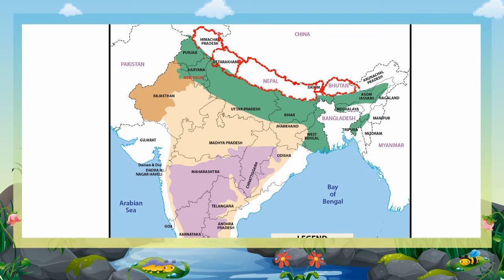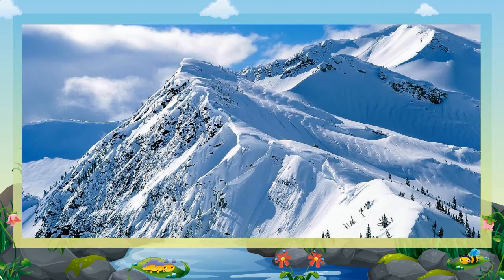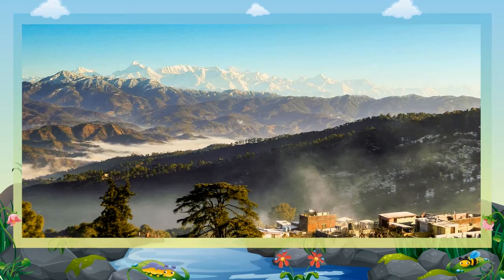In the north of the map, you will see a color which extends from west to east. This color represents the highlands. These highlands are called mountains. The name of these mountains is the Himalayas. The word Himalaya means the abode of snow. This name has been given to this mountain range because most of its peaks are covered with snow throughout the year. The Himalayas form a great natural barrier in the north of our country.